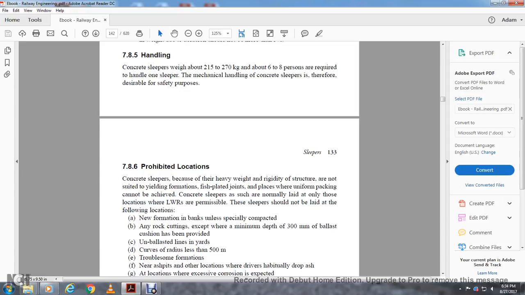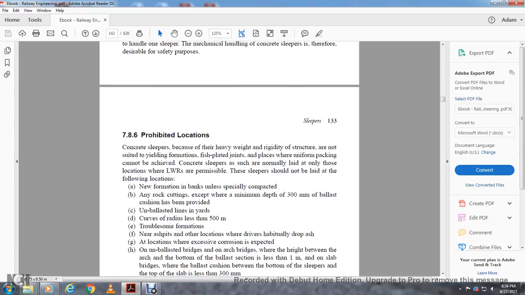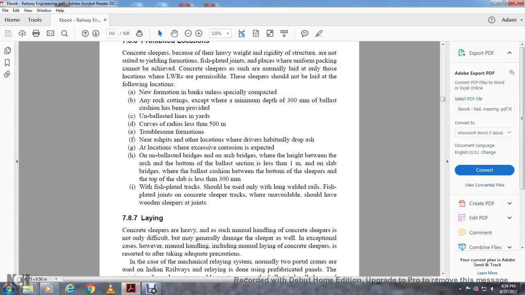Troublesome portions near asphalt, ash pits, and other locations where drivers drop ash, locations where excessive corrosion is expected, or on unbalanced bridges on arch bridges where the height between the arch and the bottom of the ballast section is less than 1 meter. On slab bridges where the ballast depth between the bottom of the sleeper and the top of the slab is less than 300 millimeters.